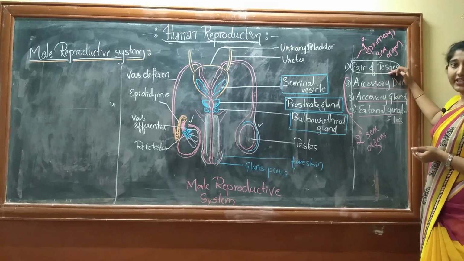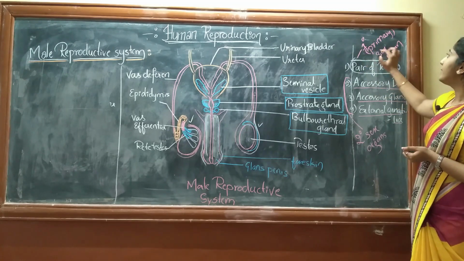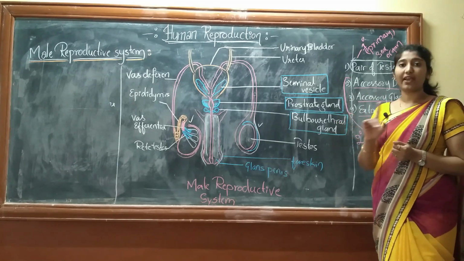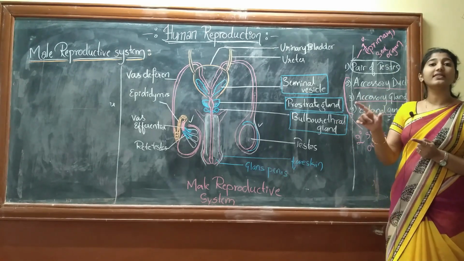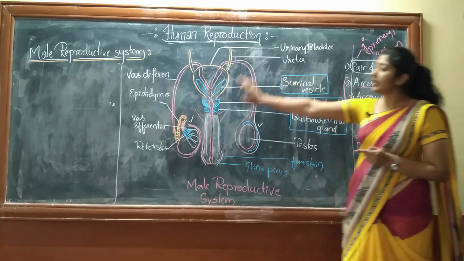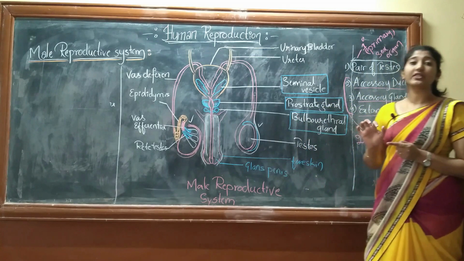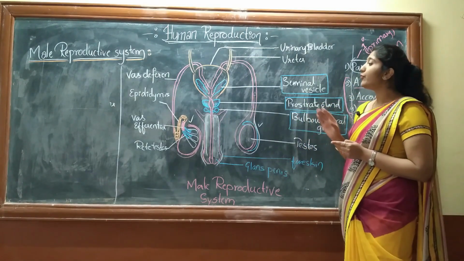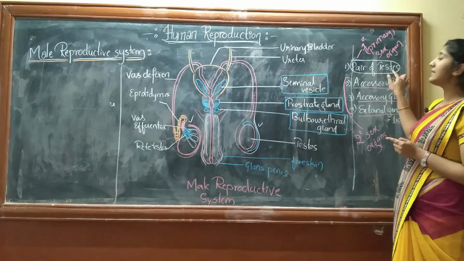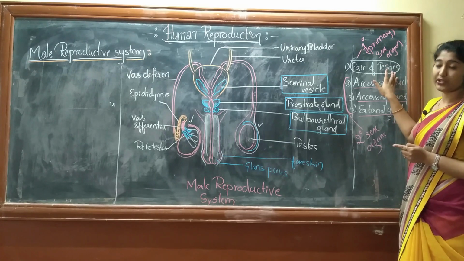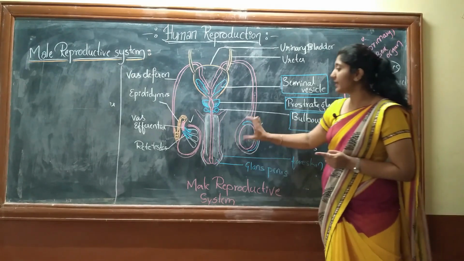Pair of testes is called the primary sex organ because in the previous class I told you gametogenesis is the first step of reproduction, gamete formation. So in male, what is the gamete? Sperm is the male gamete. So the sperm formation takes place in testes. Not only sperm, but the male hormone androgen is also produced in the testes.